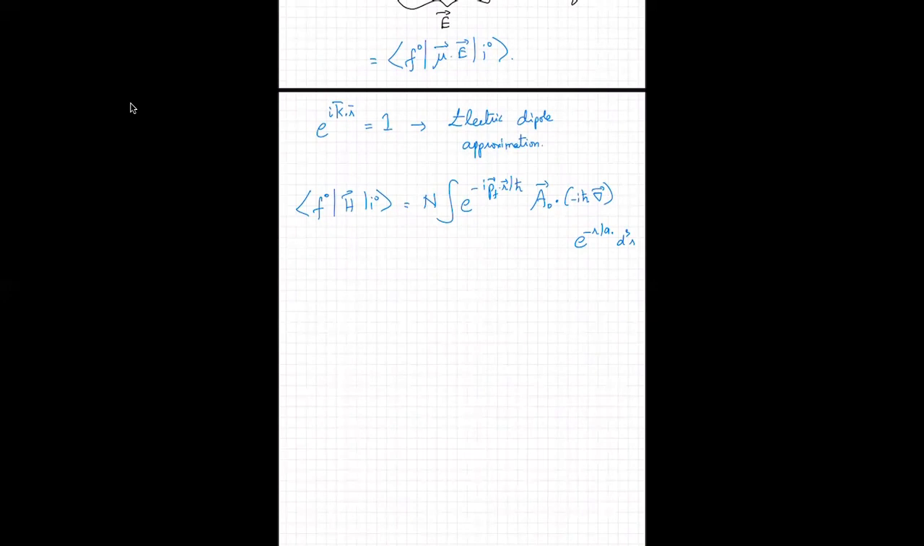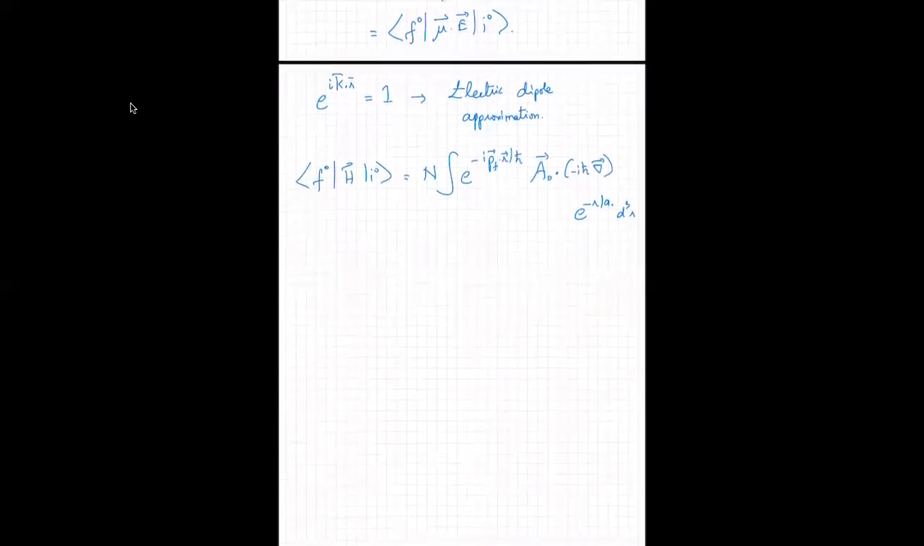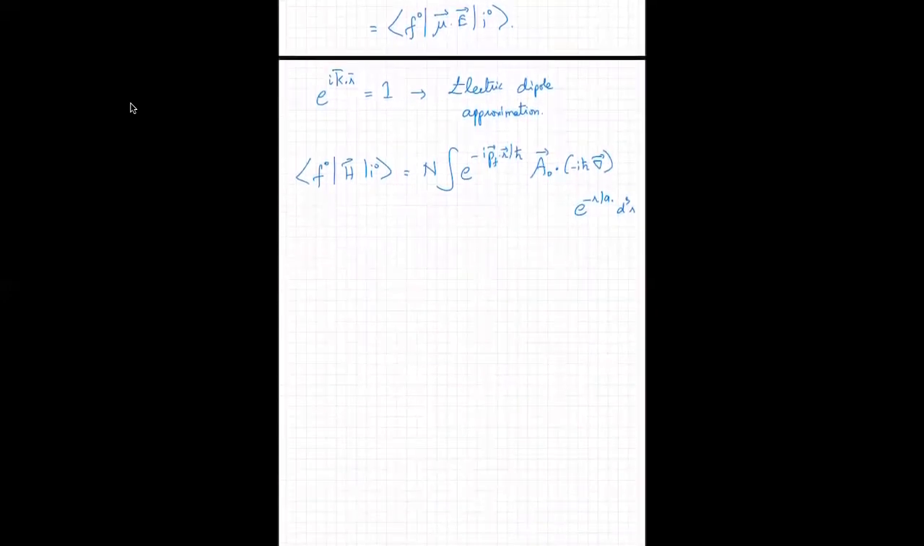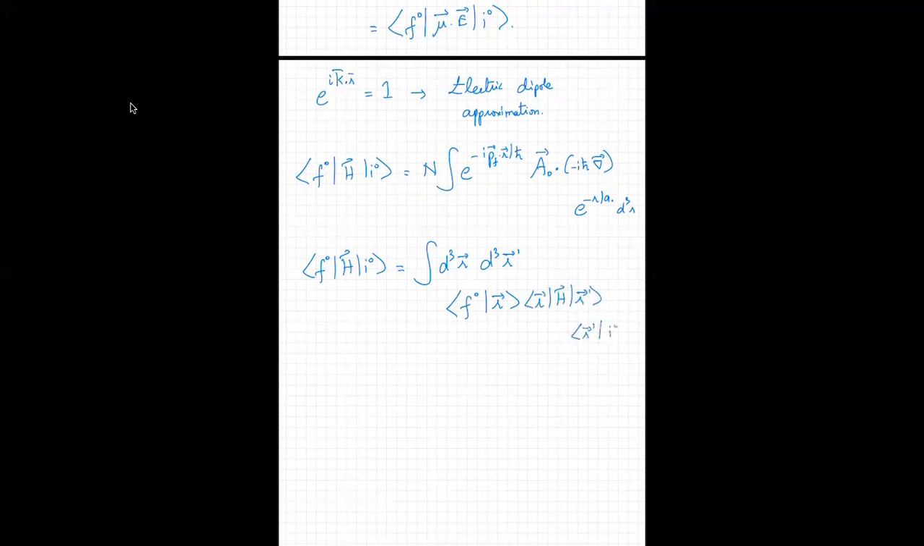So I advise you to work this out explicitly in case you're having difficulty understanding what this is. Simply, <f0|H tilde|i0> is basically what we're doing is plugging in d cubed r and d cubed r prime, the completeness relation, twice, times <f0|r><r|H tilde|r prime><r prime|i0>. Okay, this is what we are doing.